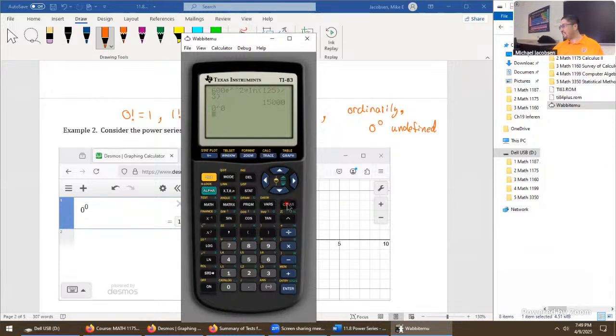Yeah, that's the last thing I used on the TI-83. Go 0 power 0. The TI-83 is telling you immediately: undefined. And it has very good reasons for saying so. Calculus 3 actually gives us those reasons.